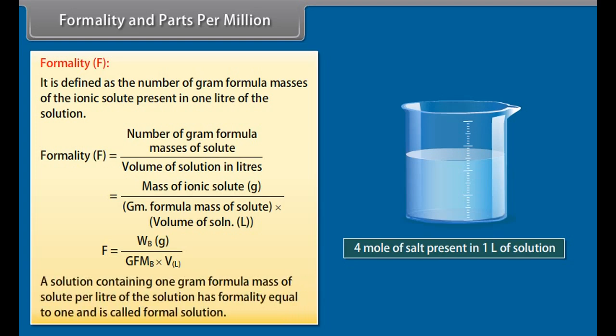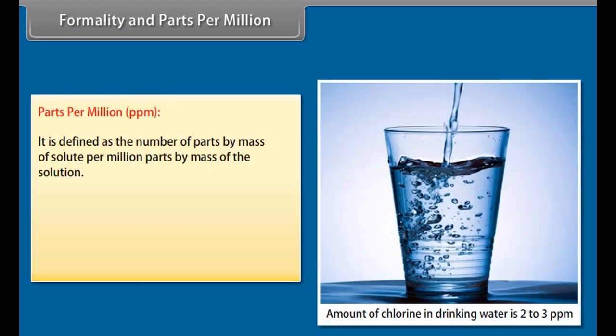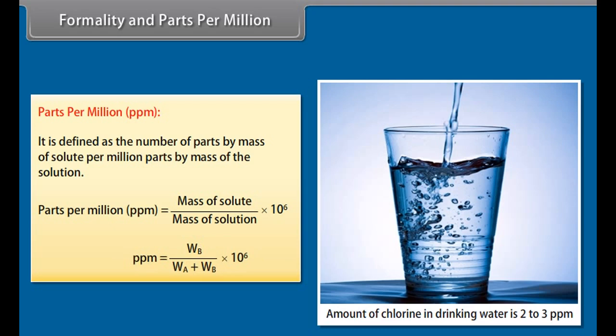A solution containing 1 gram formula mass of solute per liter of the solution has formality equal to 1 and is called formal solution. Parts per million. It is defined as the number of parts by mass of solute per million parts by mass of the solution. It is abbreviated as ppm. Mathematically, ppm is represented by ppm is equal to WB divided by WA plus WB into 10 raised to the power 6.